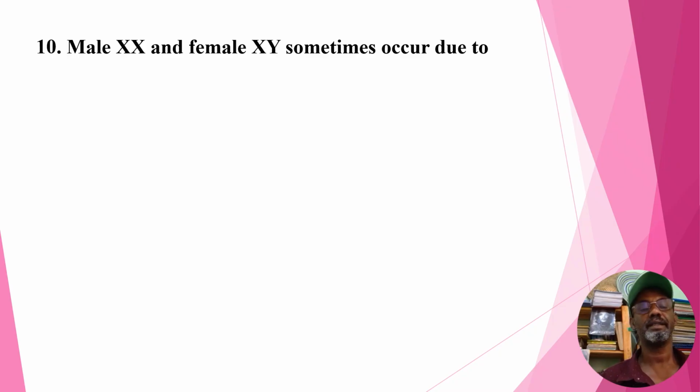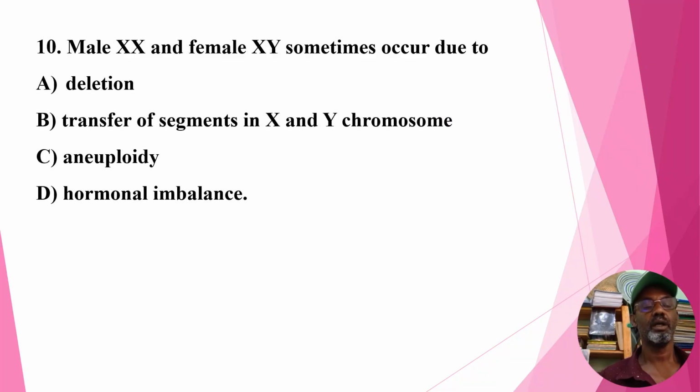10. Males XX and females XY sometimes occur due to what? Mutation. B. Transfer of segments between X and Y chromosomes. Definitely.